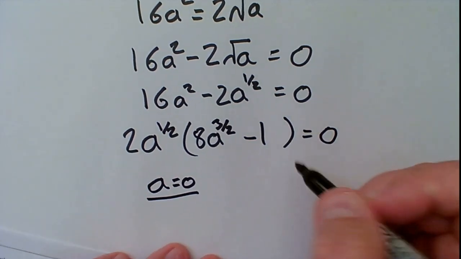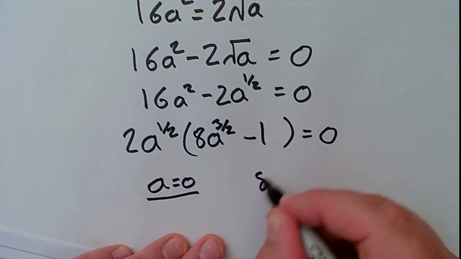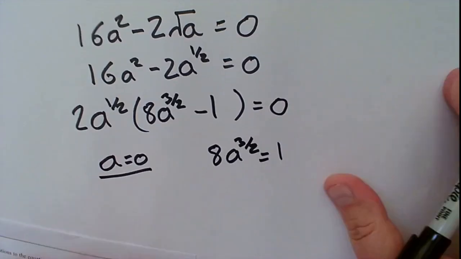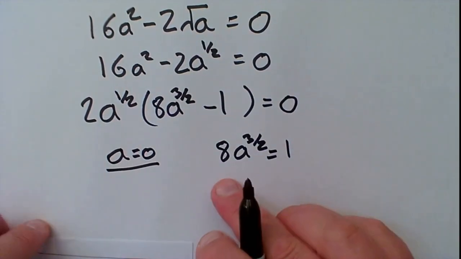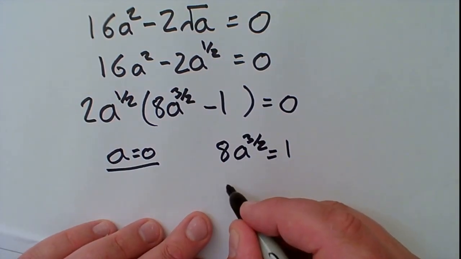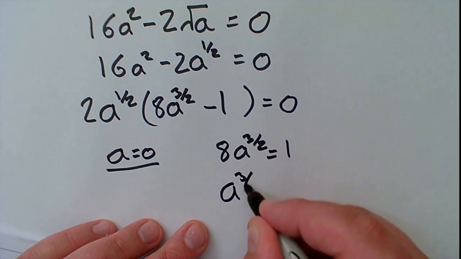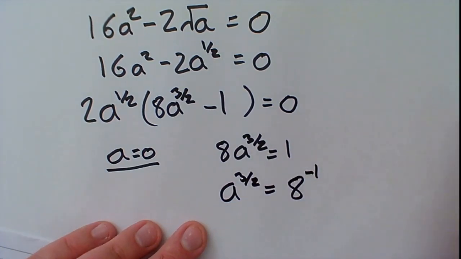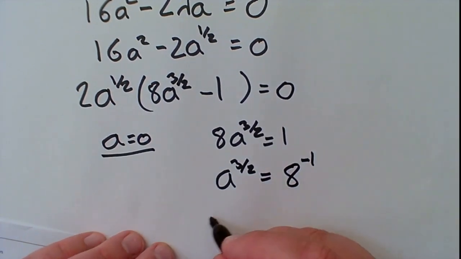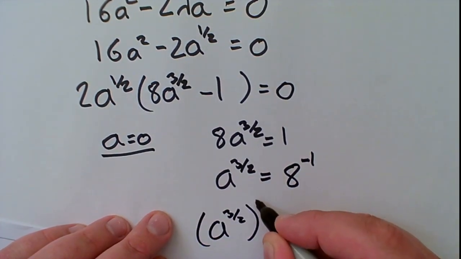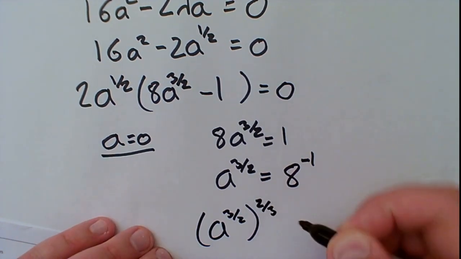and also that 8a to the 3 over 2 is equal to 1. And just to be a little bit different, to get a on its own, we're going to multiply both sides by 8 to the minus 1. That's an over the top way of saying divide by 8. And the other thing that we're going to do, which is maybe a little bit over the top approach, is just to raise them to the power 2 over 3.